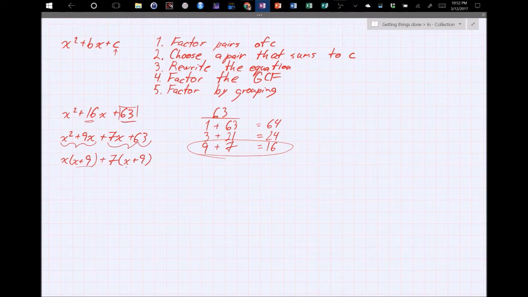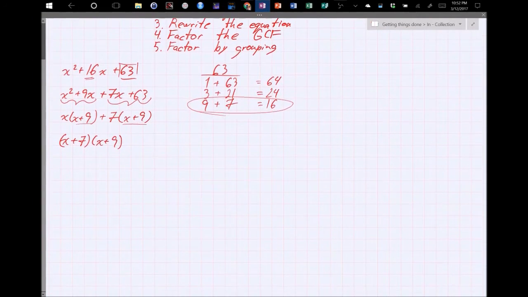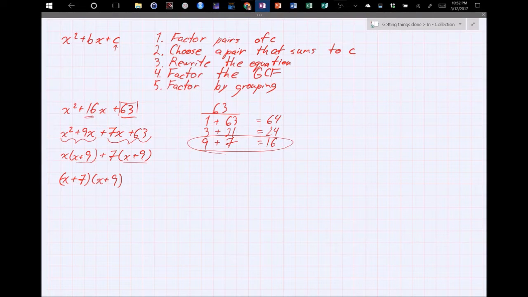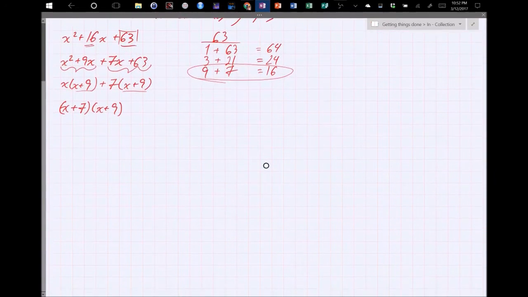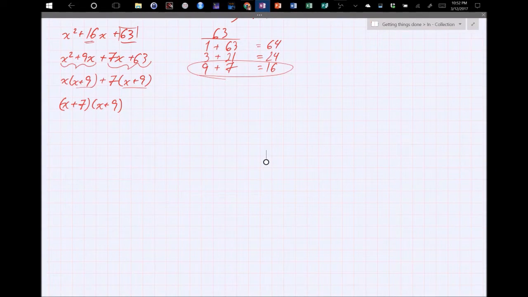Now I'm going to factor by grouping. I have common terms in both, and I get x plus 7 times x plus 9. And we finish factoring that problem. The second example, I'm going to factor using the same method. It's going to look a little bit more complicated, but that's okay. It works just the same.